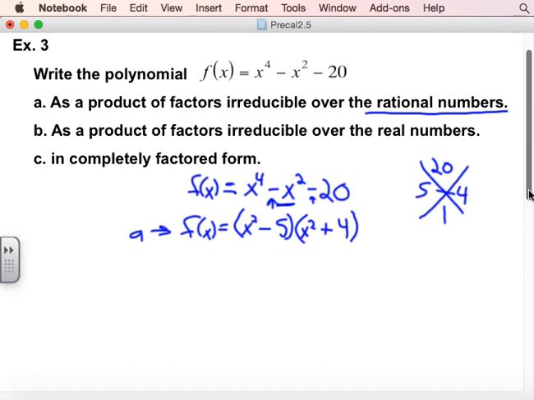All right, so now B says as a product of factors irreducible over the real numbers. So now if it's real numbers, that means we can use numbers that are irrational. Okay, irrational numbers are part of the real number system. Irrationals are like square root of 2, pi, stuff like that, decimals that go on forever that you can't write as a fraction. So what we can do here is simply split up x squared minus 5 by using a difference of squares.